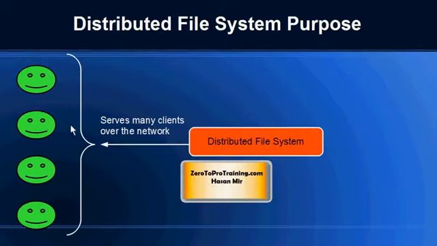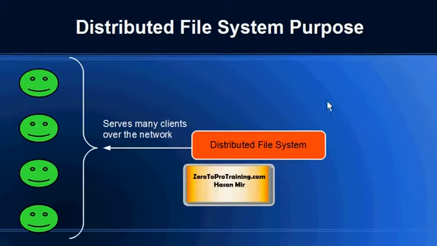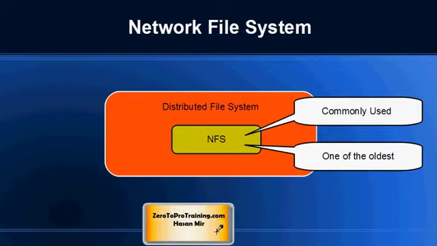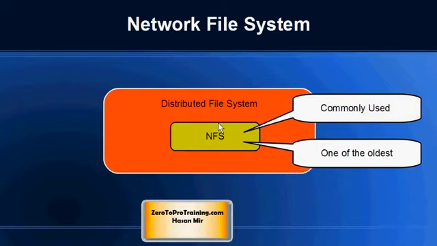Distributed file systems were mainly created to serve two purposes: to hold large amounts of data and to serve multiple clients over the network. Now let's look into one of the most commonly used distributed file systems called network file system. It is one of the oldest and still one of the most commonly used. Let's try to answer the question why network file system was not sufficient to serve the needs and why there was a need to create Hadoop file system.